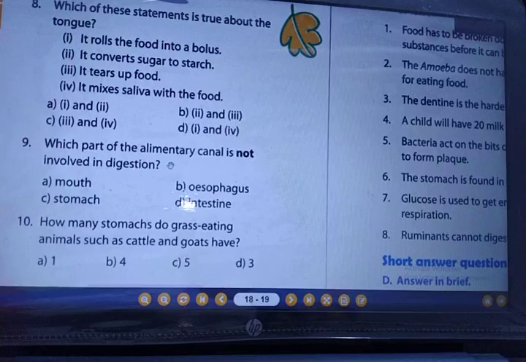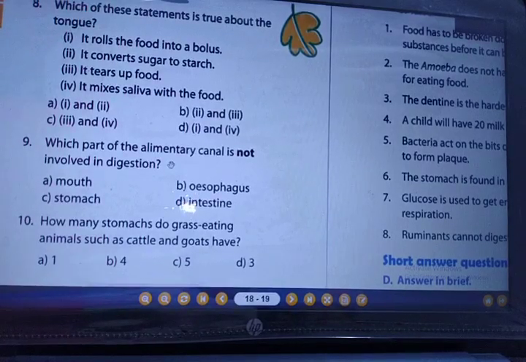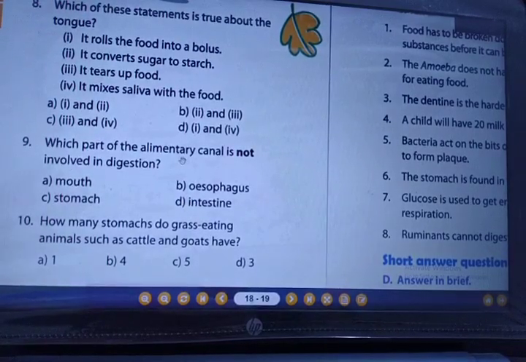How many stomachs do grass eating animals like cattle and goats have? Means how many stomachs do ruminants have? As I have informed you also, they have 4 stomachs. All the 4 stomach names you know. They are rumen, reticulum, omasum and abomasum. Now let's move towards the fill in the blanks type question answers. So here you can see there are some fill in the blanks also.